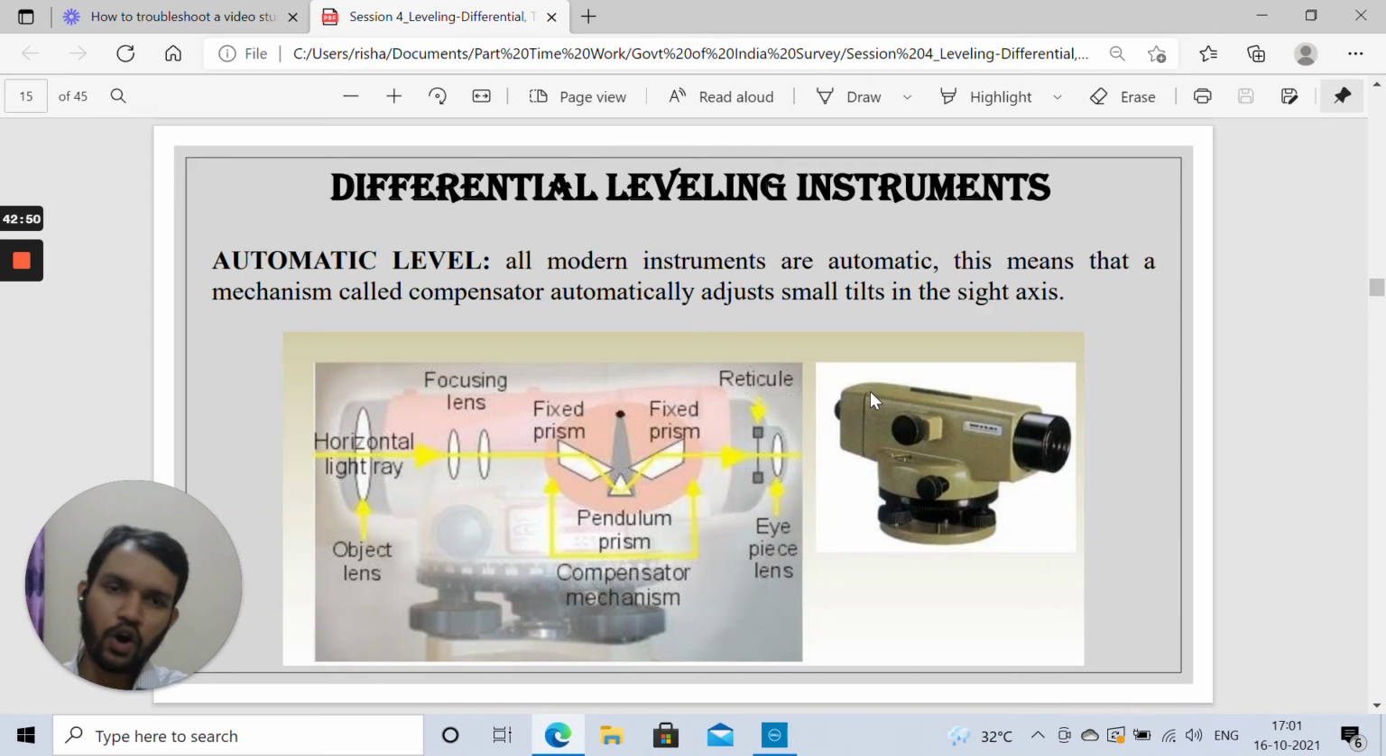Next is the auto level. This is basically used now. It also serves the same purpose. Everything is the same. It is a very simple instrument. You can see a top sight is provided, a rifle sight through which you can look. This is the telescope and the objective lens through which you will be looking. At the back is the eyepiece. This is the focusing knob through which you can focus the telescope. This is the slow moving screw, and at the bottom 3 leveling screws are provided.